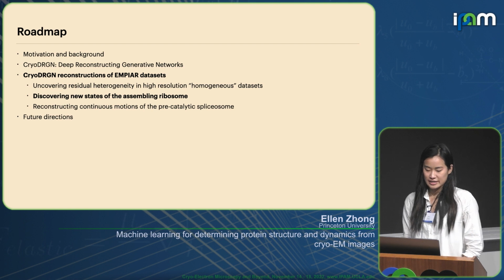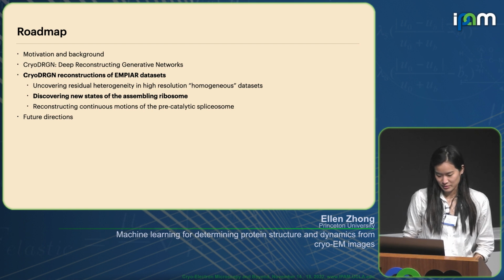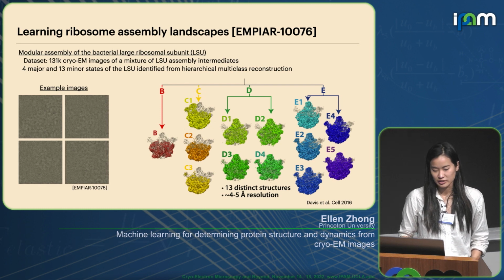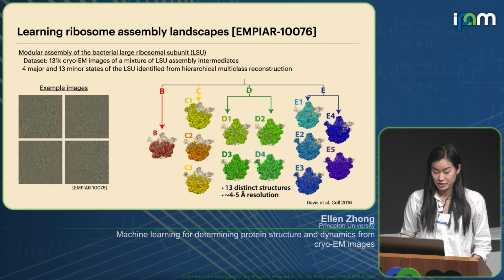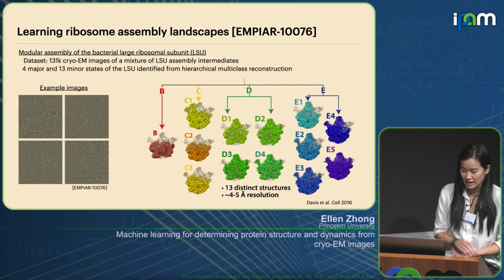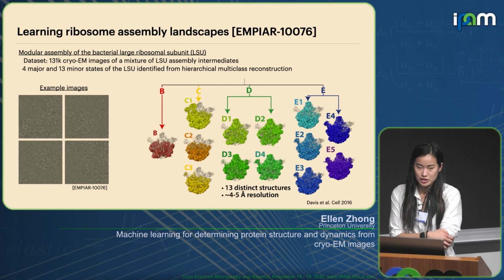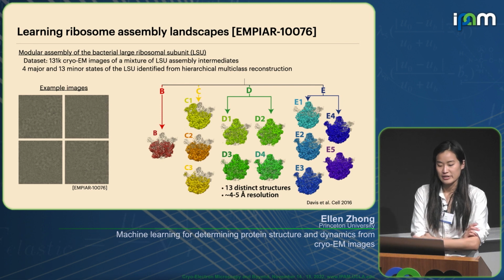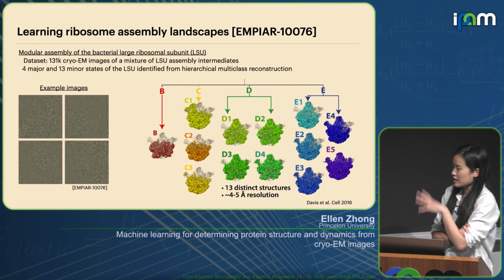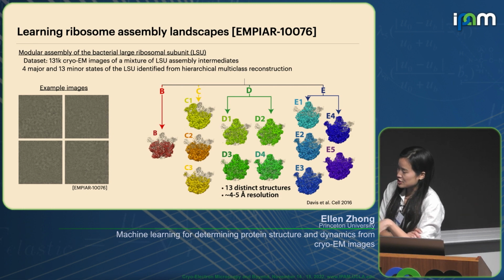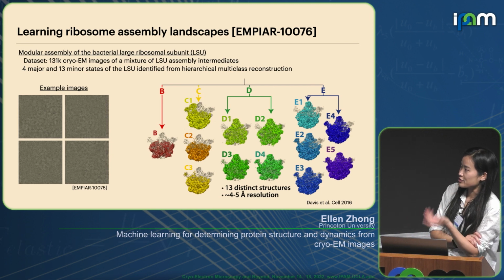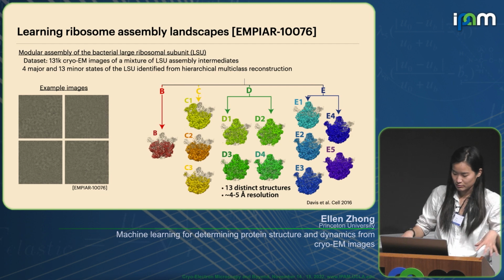applying CryoDragon on the assembling ribosome data set. So this particular data set studies the modular assembly of the large bacterial large ribosomal subunit. And this was done by my advisor Joey during his postdoctoral work. The original data set has 130,000 cryo-EM images containing a mixture of assembly intermediates, which through many rounds of hierarchical classification were split into 4 major states, B, C, D, and E, and then 13 minor states after this hierarchical approach.